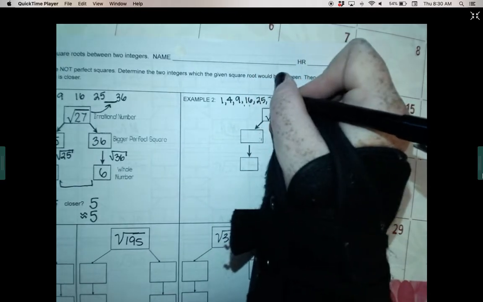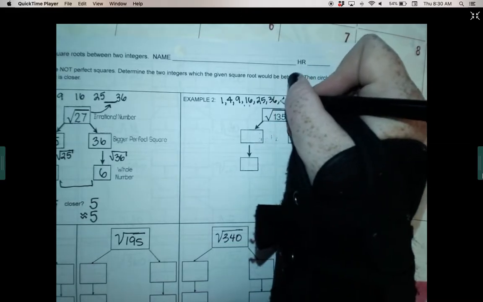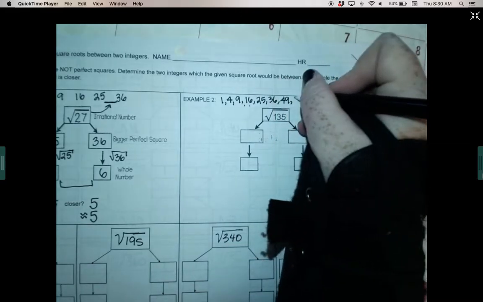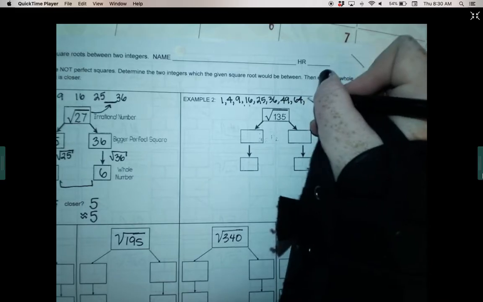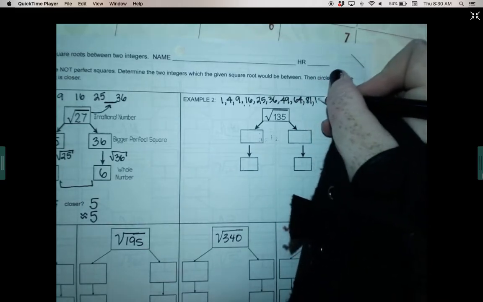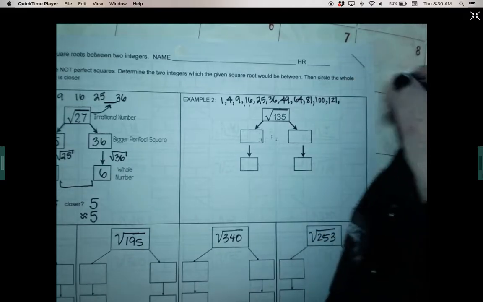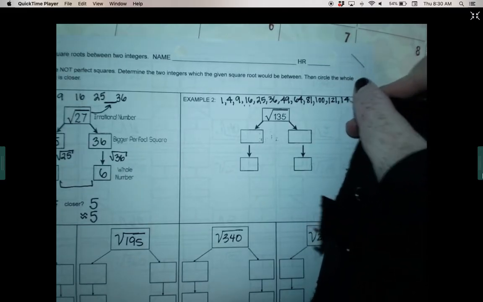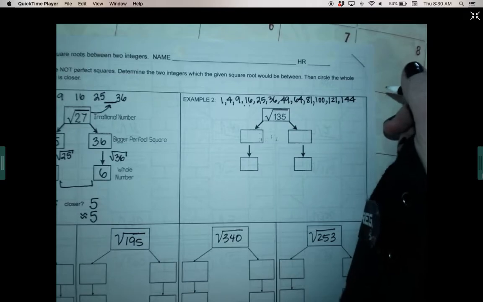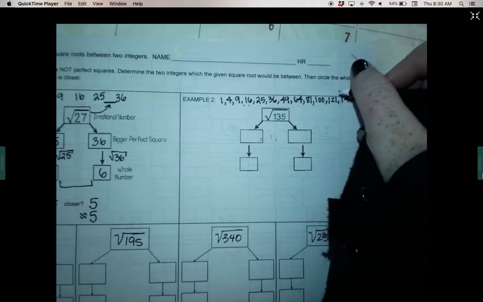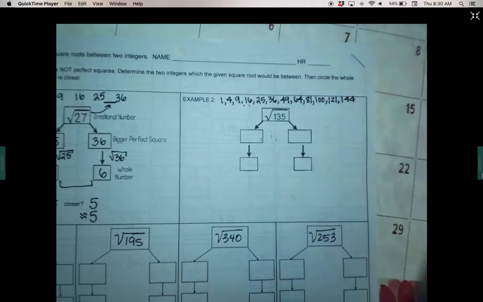25. 36. 49. 64. 81. 100. 121. 144, and I can stop because I've gotten above 135. Okay? If you have had your yellow sheet, you might not have to write all those numbers. You could just look on your yellow sheet as a reference.